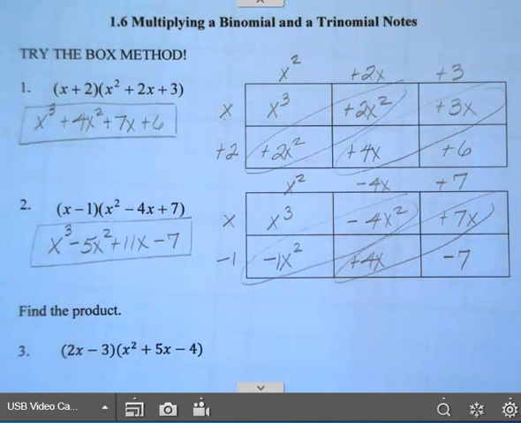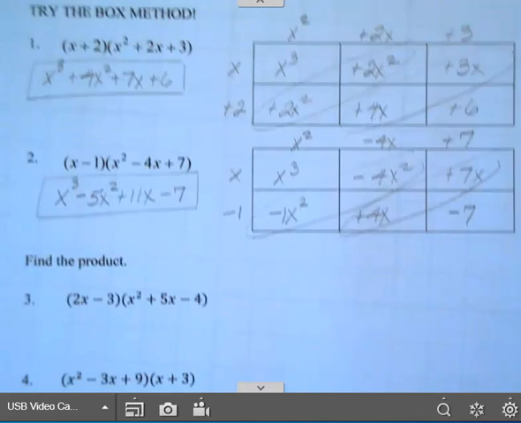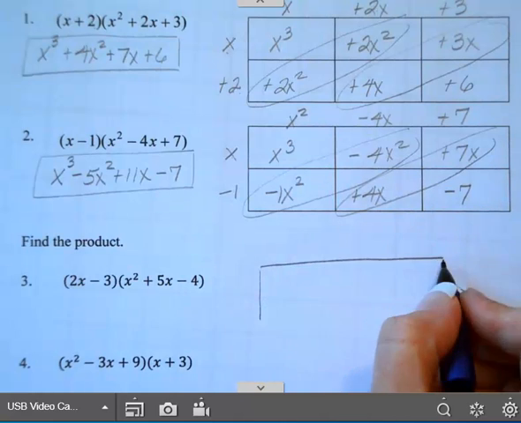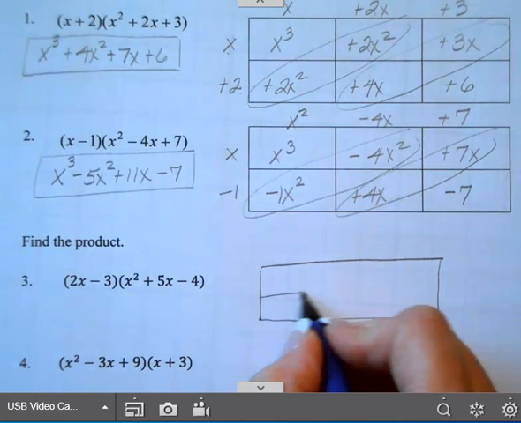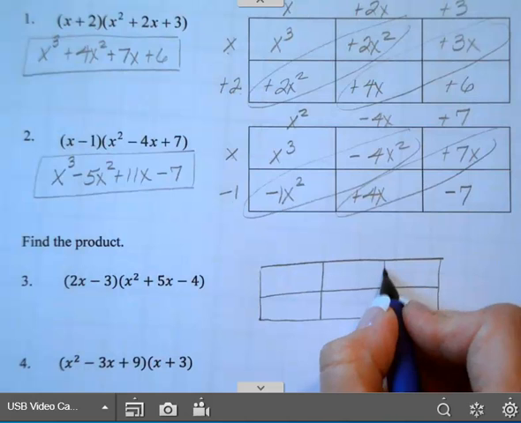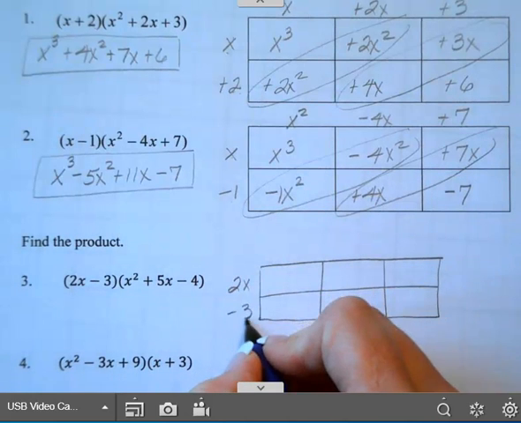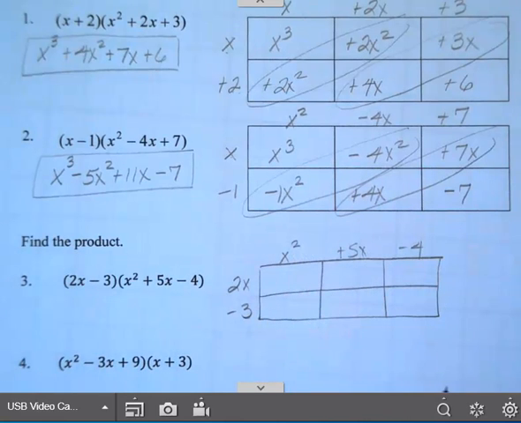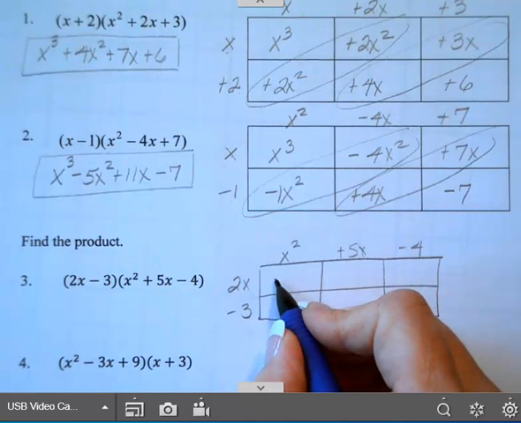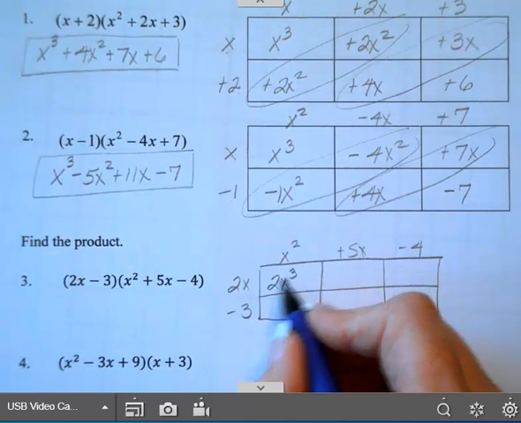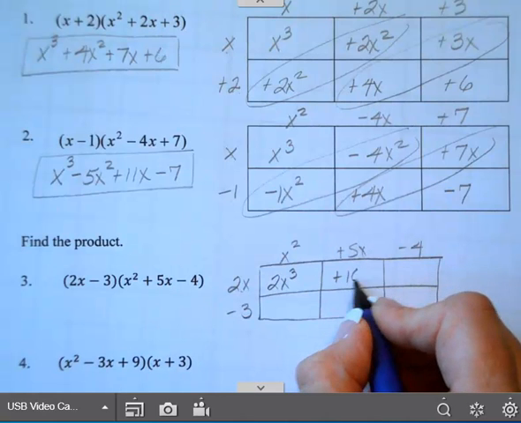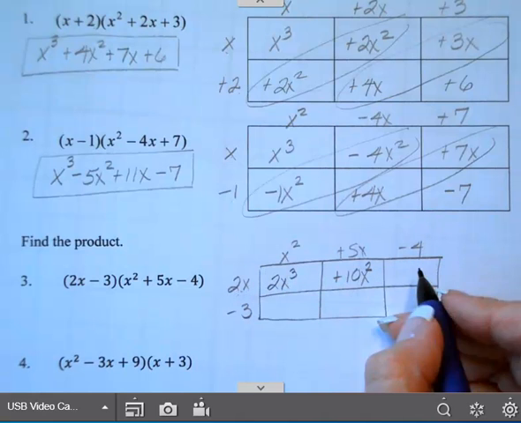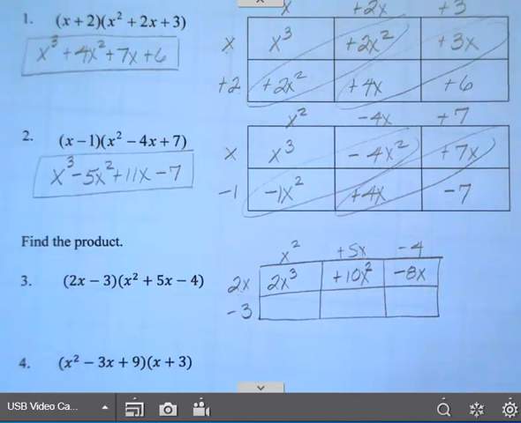Let's go ahead and make a box for number 3. So on this one, I'm going to, again, just put it down on the side, and then I'll put the 3 across the top. So 2x minus 3 on the side, x squared plus 5x minus 4 across the top. Multiplying this out, that's going to be 2x cubed. 2x times 5x gives you 10x squared. And then 2x times minus 4 is negative 8x.